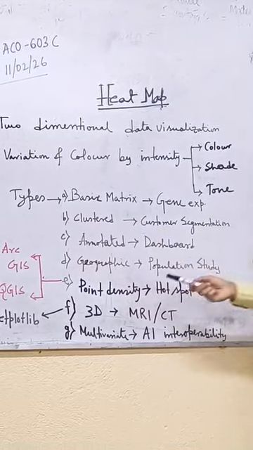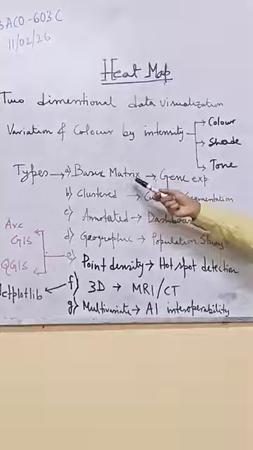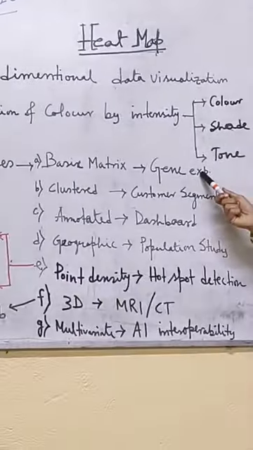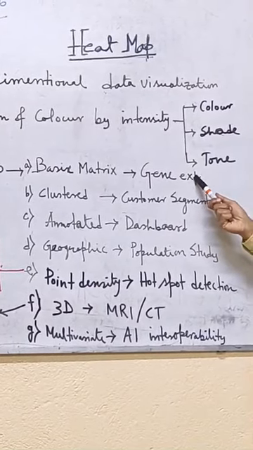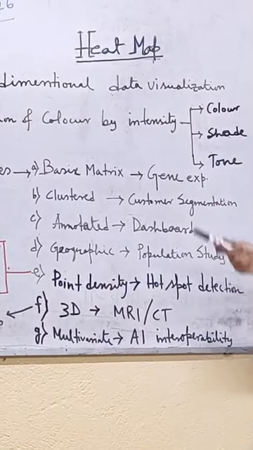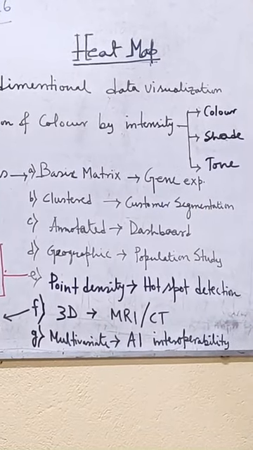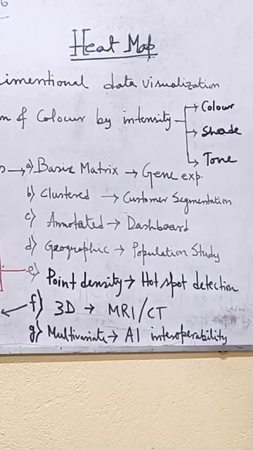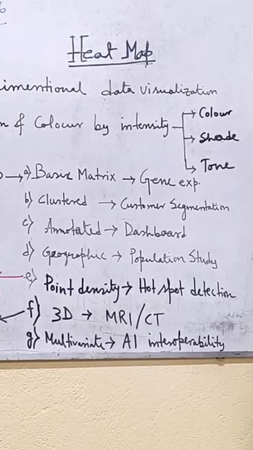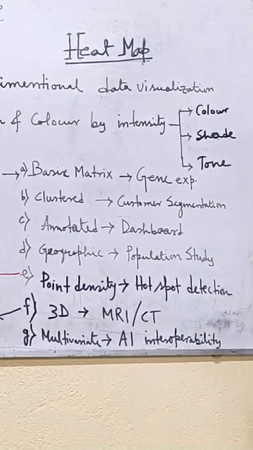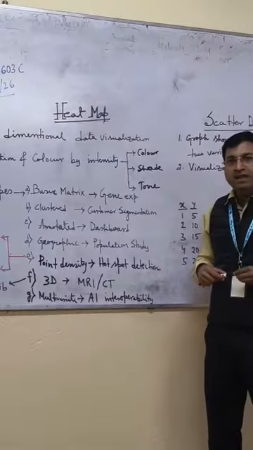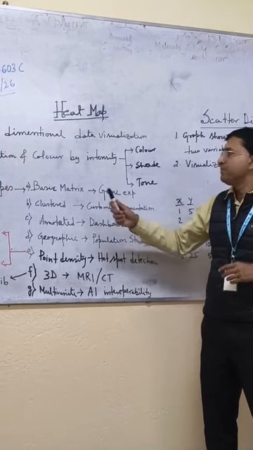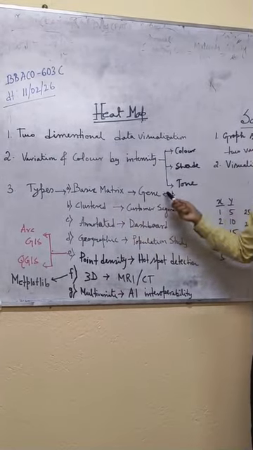The first type is basic matrix. Basic matrix heat map is used for gene expression. So gene expression is a process by which the genetic information is transformed into product. That means for transcription DNA, RNA, and for translation the value of protein, and for regulation control technique. So we may use basic matrix for gene expression.